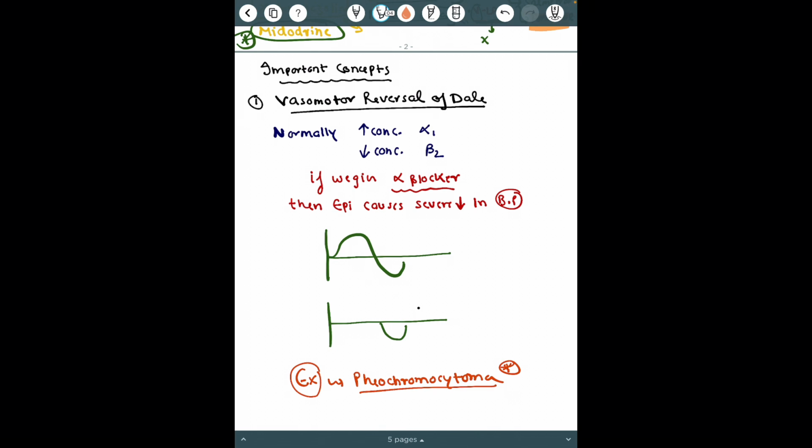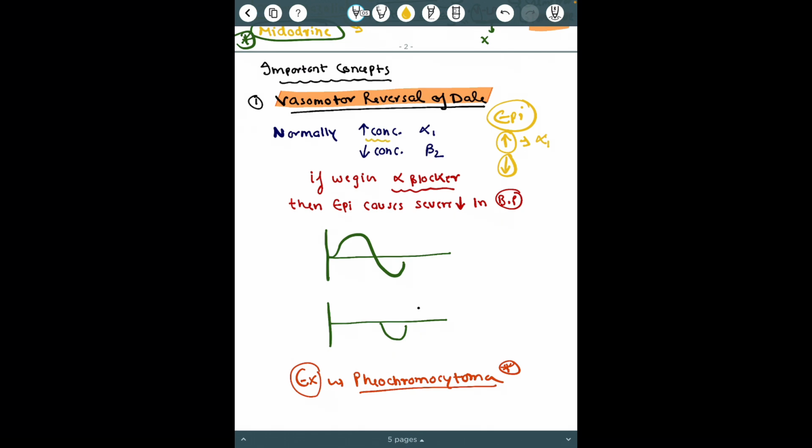Now we will see the two main important concepts in the sympathetic nervous system, in which the first is the vasomotor reversal of Dale. What is this vasomotor reversal of Dale? Normally, what happens is, if we give epinephrine to a person, initially its concentration will be high, and then as it is cleared from the body, the concentration will decrease. So when the concentration is high, it will stimulate the alpha 1 receptor.